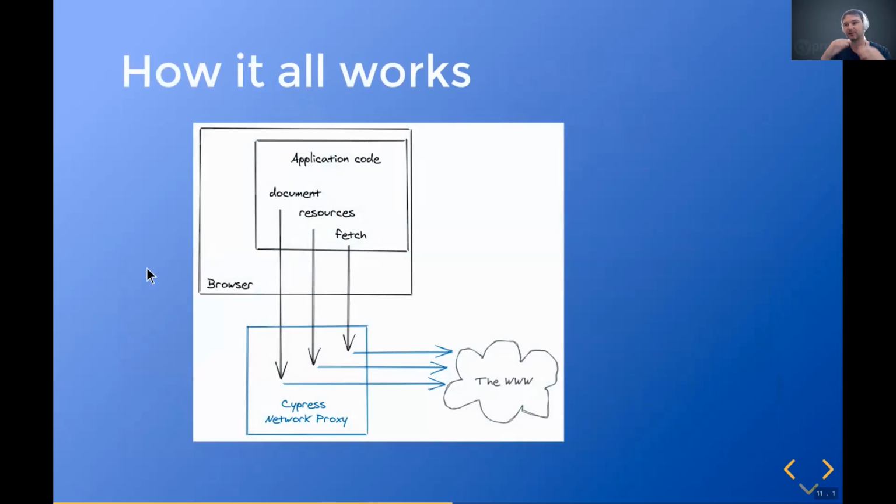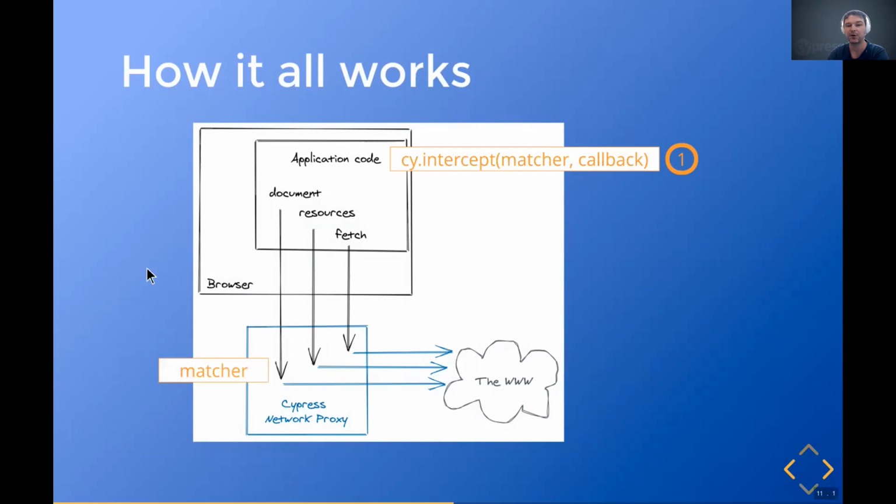So here's how it works in steps. Imagine we have our application, browser window, our proxy, and the World Wide Web. Somewhere there's a server. So the first thing we do, we have to say, I want to intercept this matching URL, and I want to call my callback function. So the matcher is sent into the proxy layer. Cypress can talk to the browser at all times using a WebSocket connection. So it sends the matcher.